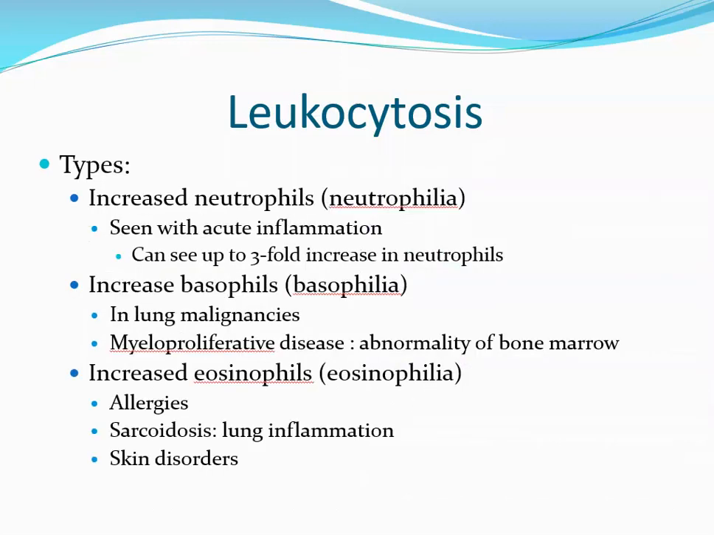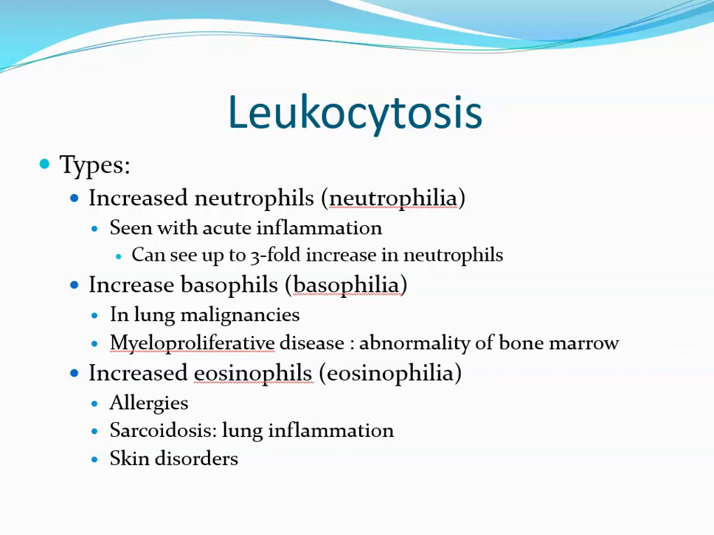Looking at the different classes, an increased number of neutrophils is known as neutrophilia. This is often seen with acute inflammation. And in these conditions, you can see upwards of a 2 to 3-fold increase in the number of circulating neutrophils. Basophilia is an increase in basophils. This is commonly seen associated with different lung malignancies and myeloproliferative diseases, which are abnormalities of the bone marrow.